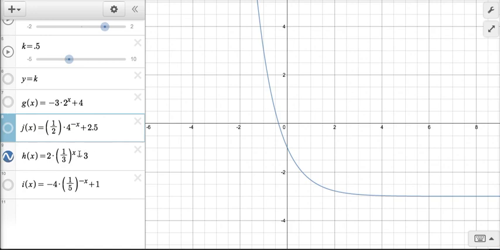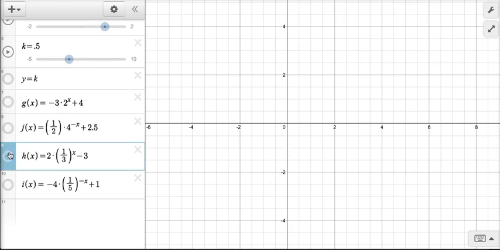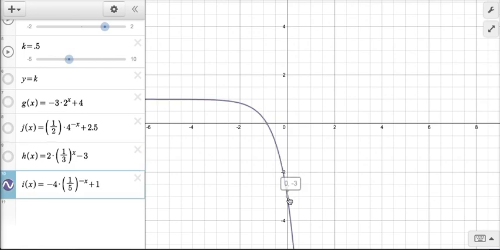When you're ready, press play. Here we have our asymptote at y equal to negative 3, and our intercept at a negative 3 plus 2, which is a negative 1. And it's opening in this direction. When you're ready to move on to the next one, press play. And here we have our asymptote at y equal to 1, and our intercept at a negative 4 plus 1, which is a negative 3.